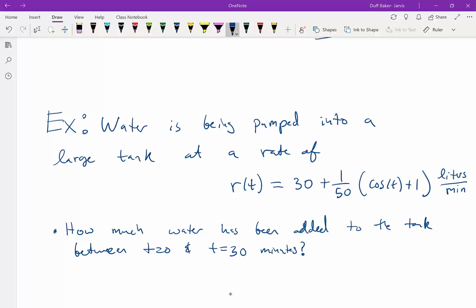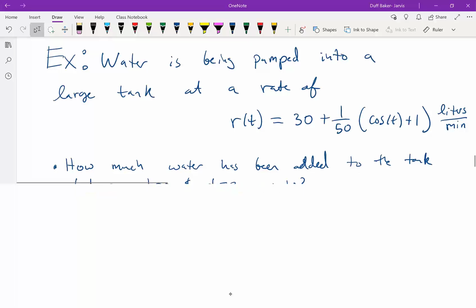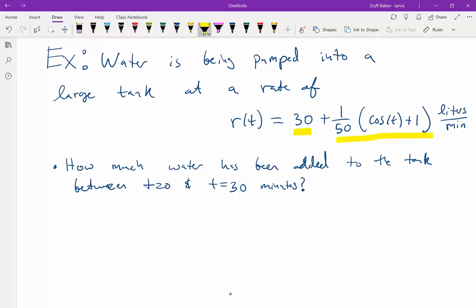Okay, so as our last example for today, we imagine that there's water being pumped into a large tank, and we're given the rate at which the water is entering the tank. So the water is entering at 30 liters per minute, and whatever's pumping it in doesn't do it at a perfect 30 liters per minute. It has some little bit of oscillation. It goes up and down a little bit by this other amount, and we want to know exactly how much water has been added to the tank if we wait 30 minutes from t equals 0.